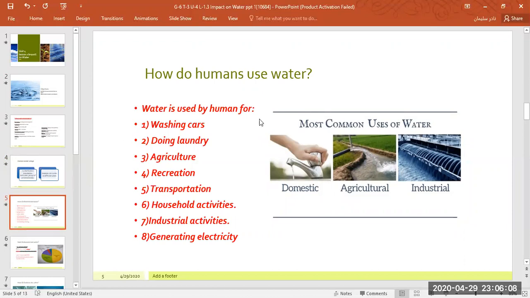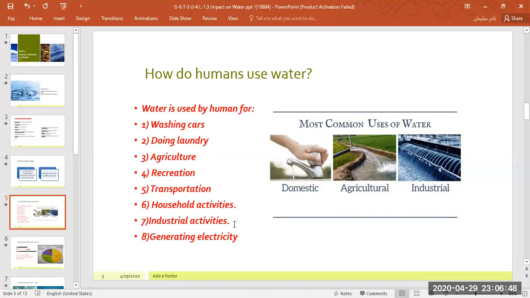Water is used by humans for many activities like washing cars, doing laundry, agriculture, and recreation, as we said, for enjoyment, like swimming, boating, fishing. These are activities that require water. Transportation, as you know, ships transport goods and people within the ocean or the sea, so water is important for transportation. Household activities like cooking, cleaning, bathing, okay.